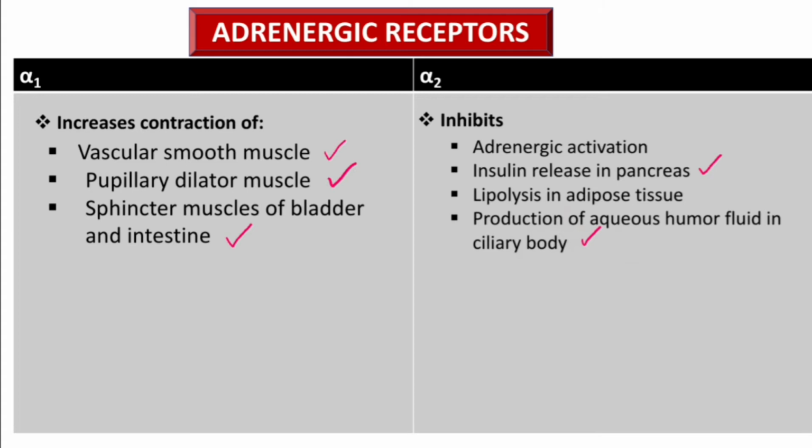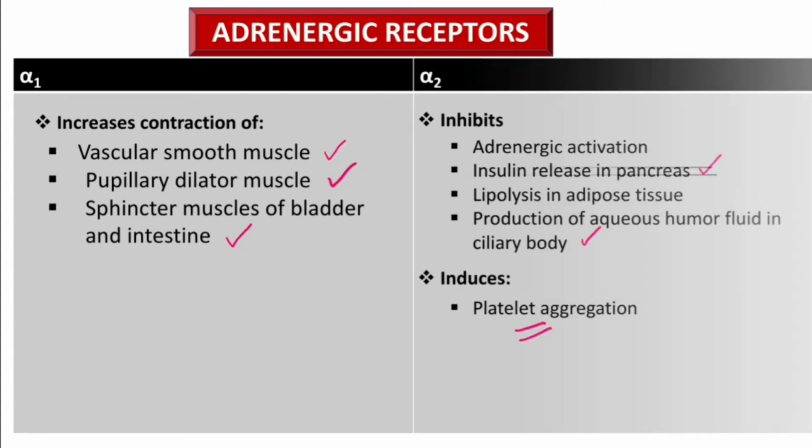But there is another thing, because like I said, alpha 2 is for inhibition, but if you stimulate the receptors on platelets, this induces platelet aggregation, right? Just remember this part. It's a little contradictory to what I just told you, but remember, this is very important. It induces platelet aggregation, right? So that's all about alpha adrenergic receptors.